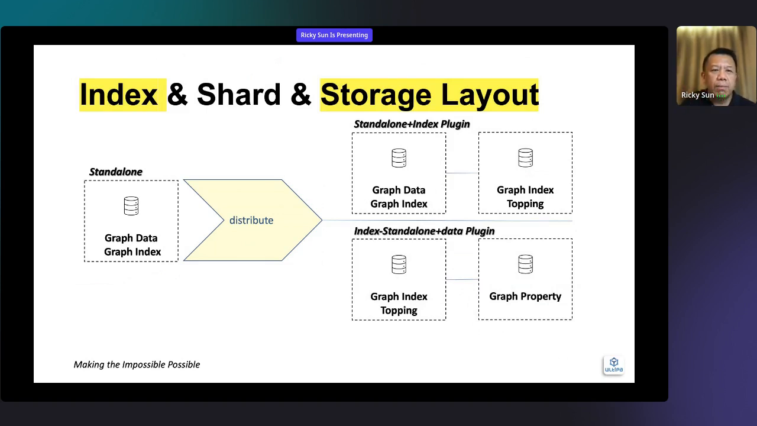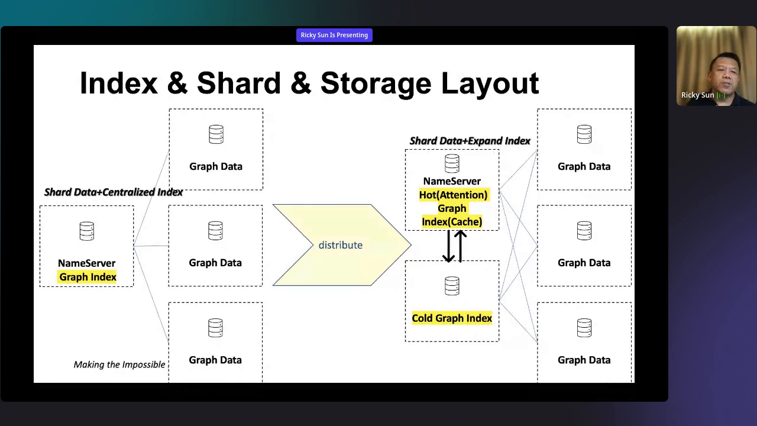Of course, you can make things a little bit more complex. What's shown here is that you can use standalone plus index, and also index standalone plus data plugin. So graph data and graph index, there are actually four instances here, and graph index topping, graph property index topping, right? So it's clearly more advanced, more sophisticated than the previous slide.